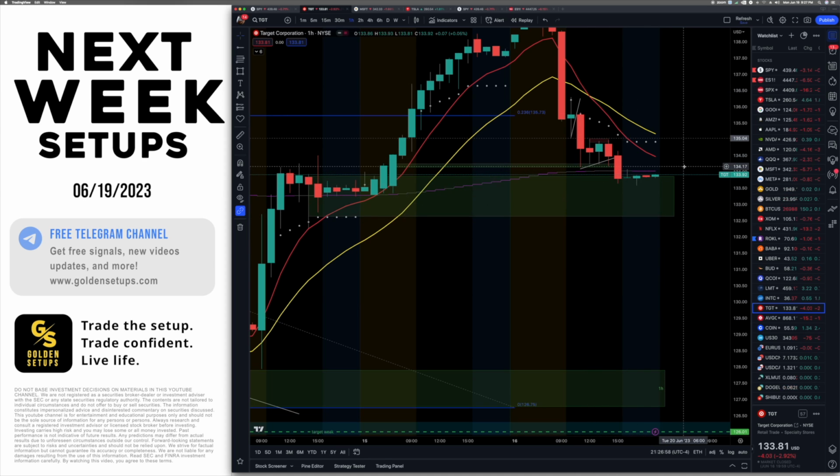Is Target strong or weak? Target definitely looks weak in my opinion. And I think that we could possibly be getting a little lower. I am paying attention to this right here. If we break down below that, are we going to eat through this demand zone and head down? That's something worth watching. But last time we were in this area, there was a lot of buy orders, and look where it took us.